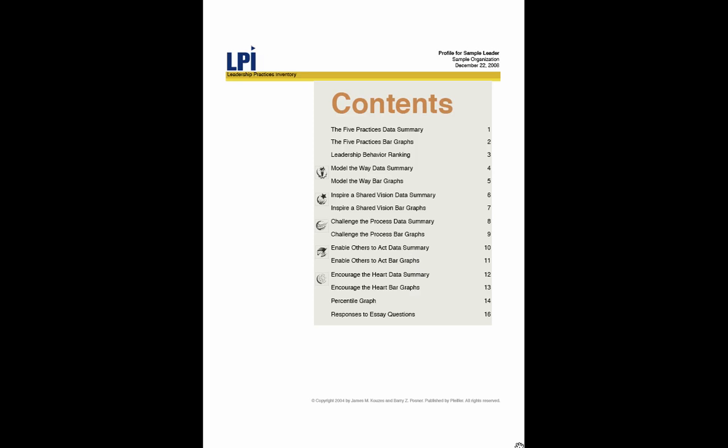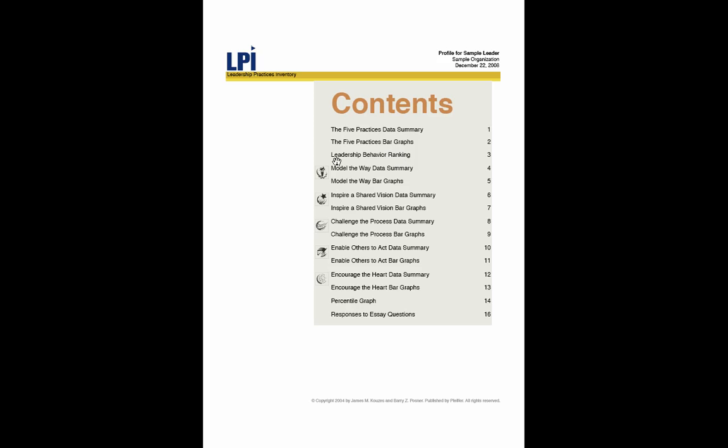So please have your report in front of you and follow at the same pace of this video. Turning to the first page, you'll see it's a contents page. It starts off with the 5 practices data summary. So the LPI is measuring you on 5 practices of exemplary leadership. Then it goes on to some bar graphs associated with that summary. Then there's the leadership behavior ranking. So the LPI has a total of 30 leadership statements, and this page will help you understand your highest to lowest scores according to your observers.